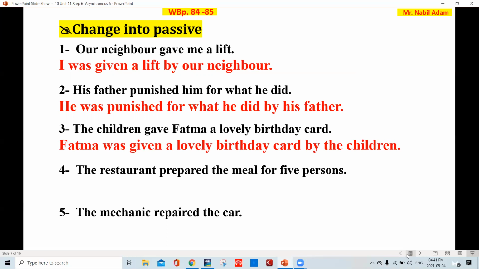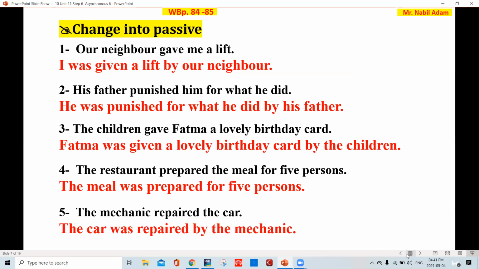The restaurant prepared the meal for 5 persons. Begin with the meal. The meal was prepared for 5 persons. The mechanic repaired the car. Begin with the car. The car was repaired by the mechanic.